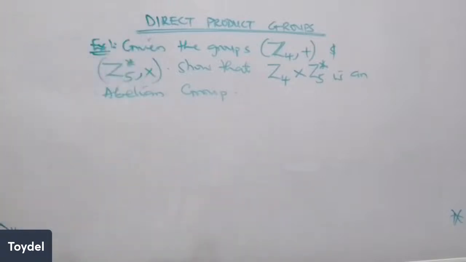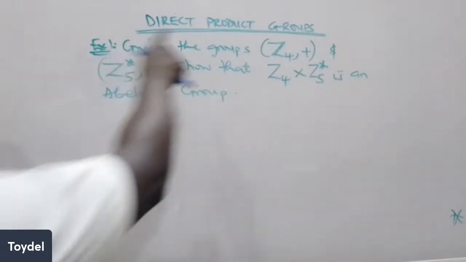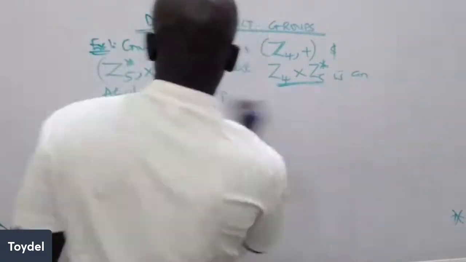Okay, that's what we have. We have the cross product of two groups. The first group is Z4, but the binary operation there is addition. Then the second one is Z5 asterisk. That asterisk simply means zero will not be included there. So we want to show that Z4 cross Z5 asterisk, which is a direct product group, is an abelian group.